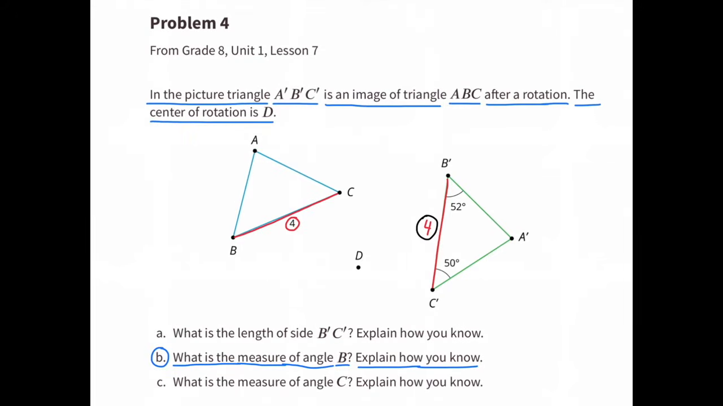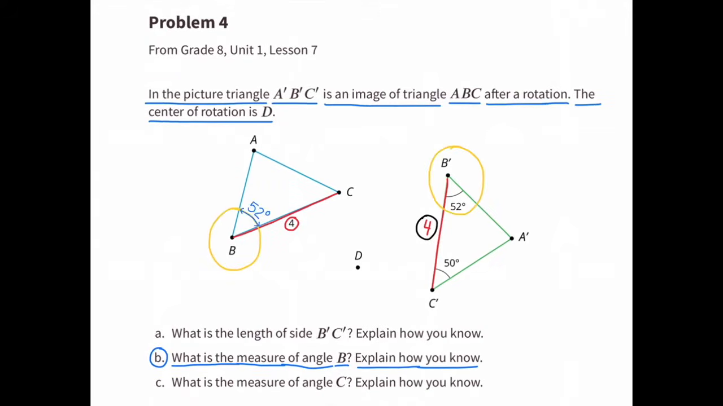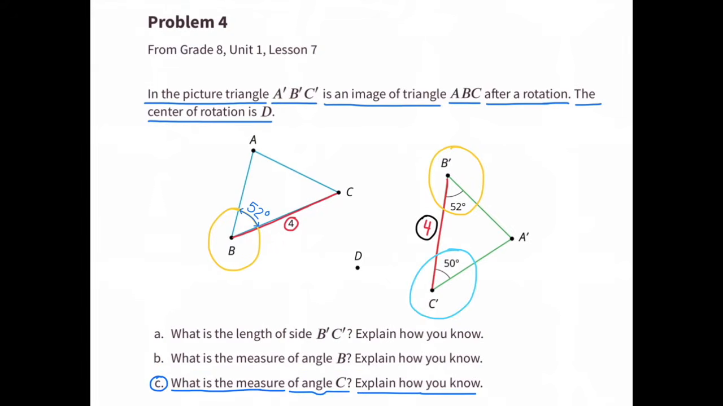B. What is the measure of angle B? Explain how you know. The measure of angle B is 52 degrees, and I know that because rotations maintain the same angle measures, and angle B and B' correspond to each other. C. What is the measure of angle C? Explain how you know. The measure of angle C is 50 degrees, and I know this because rotations maintain the same angle measures, and angle C and C' correspond to each other in this rotation.